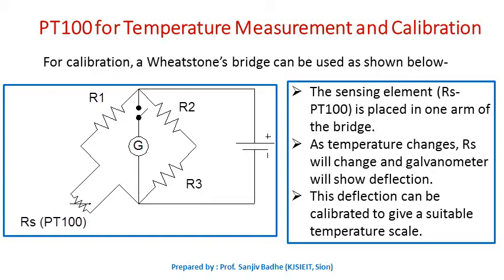For calibrating PT100 for measurement of temperature, we can use a Wheatstone bridge. The sensing element, that is PT100, is placed in one of the arms of the bridge. Initially the bridge is balanced, so the galvanometer will show 0 reading. When the temperature changes, RS will change, the resistance of PT100 will change, and accordingly the galvanometer will show the deflection. This deflection can be calibrated to give the suitable temperature scale. So this is how the calibration can be done.